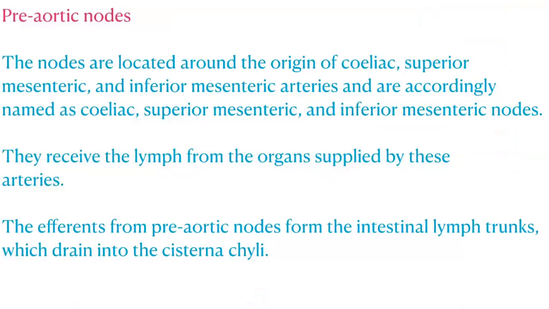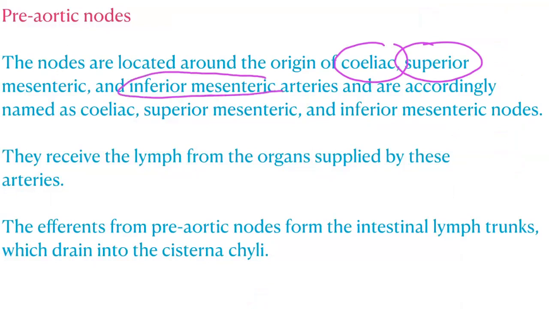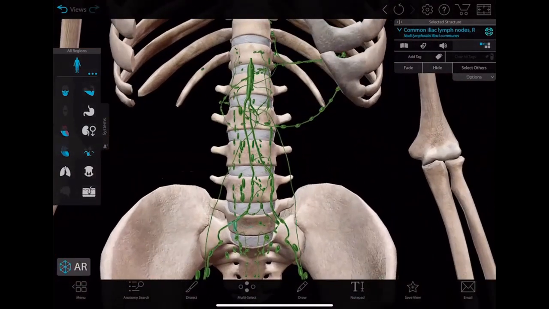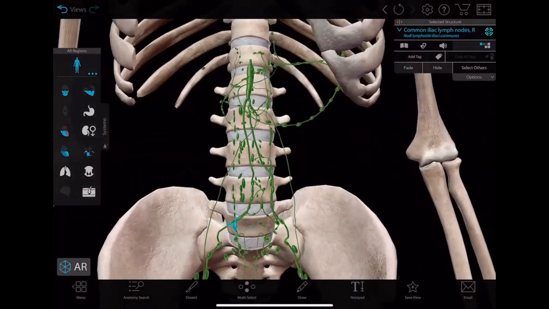Coming to the pre-aortic lymph nodes. These nodes are located around the origin of the celiac, superior mesenteric, and inferior mesenteric arteries, and are accordingly named celiac lymph nodes, superior mesenteric lymph nodes, and inferior mesenteric lymph nodes.